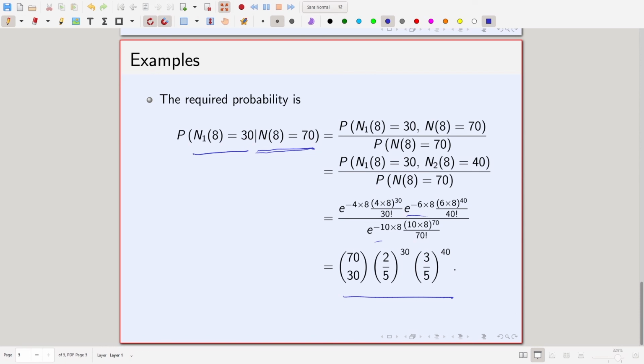Fine. So this gives you the answer: given that 70 people dined yesterday, the probability that 30 of them were female. This is the probability.